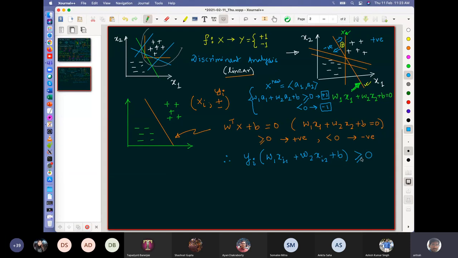Right? I mean, greater than or equal to 0, to be on the safer side. You get it? Because for any point, if it is positive, then your yi will be +1 and this value will be greater than or equal to 0. If it is less than 0, then your y will also be -1. So both of them, minus times minus, will again make it positive. So this is one of my conditions that should be followed in the discriminator.